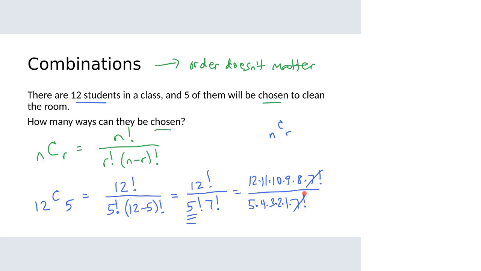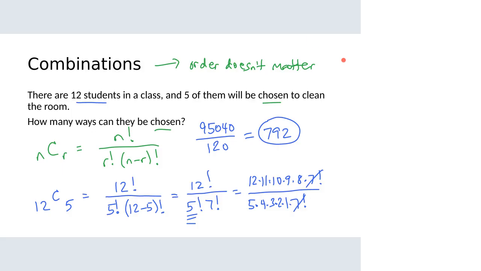In the denominator, I have 5, 4, 3, 2, 1. So we'll go ahead and multiply. 12 times 11 times 10 times 9 times 8 gives me 95,040 on top. And 5, 4, 3, 2, 1 is 120 on the bottom. And we can divide those. So 95,040 divided by 120 gives me 792 ways that 5 of 12 students can be chosen to clean the room.